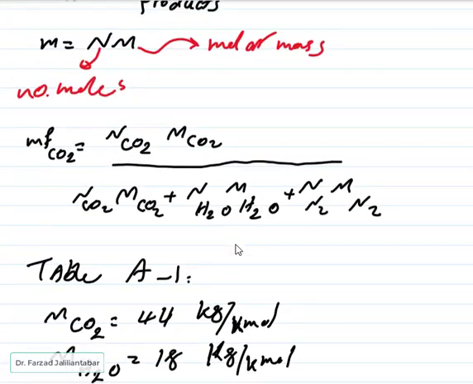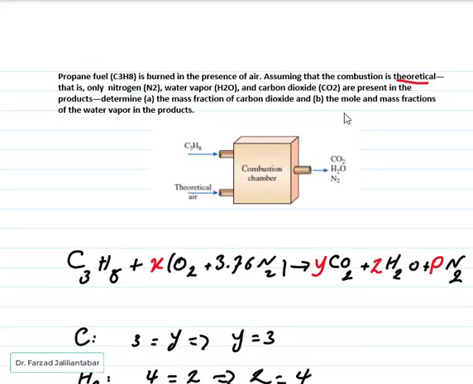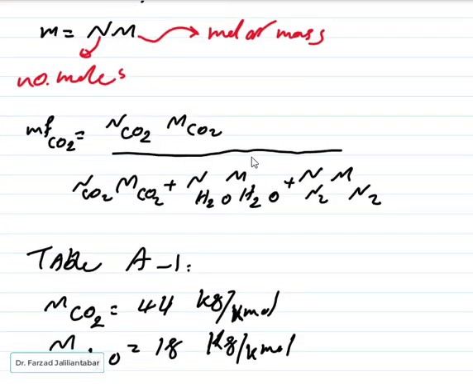Okay, so let's go to see what is the part B. In part B we are interested to know the mole and mass fraction of water vapor in the products. In part A we just calculated the mass fraction of the CO2. Now we are interested to know the mole and mass fraction of the water. So first let's calculate the mole fraction of the H2O.